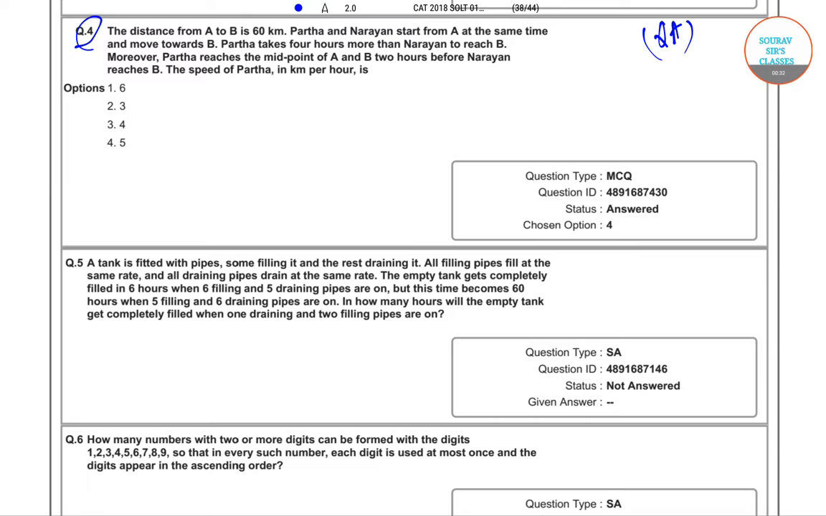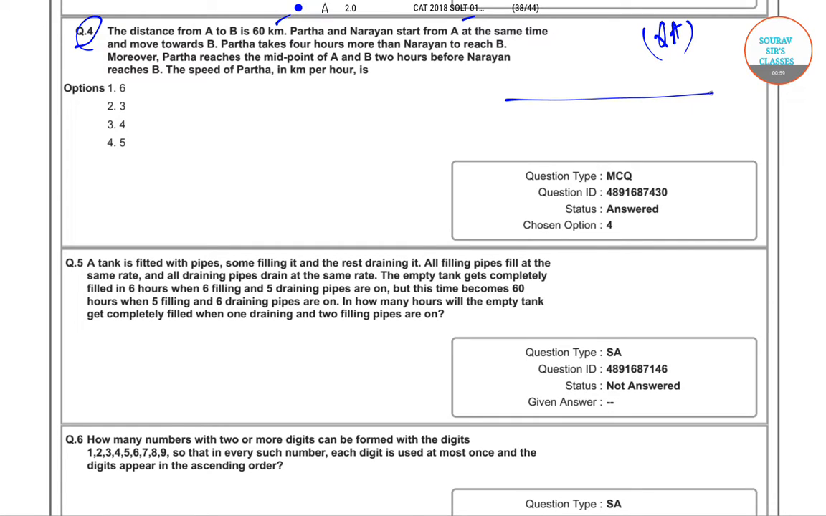In this question number 4, this is a distance, speed, time based problem. It has been said that the distance between the 2 points A and B is 60 km. Partha and Narayan both start from the point A at the same time and move towards B. Partha takes 4 hours more than Narayan to reach B. So let's start off with the question.